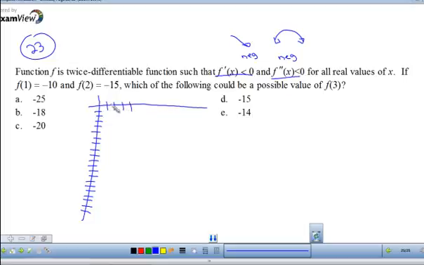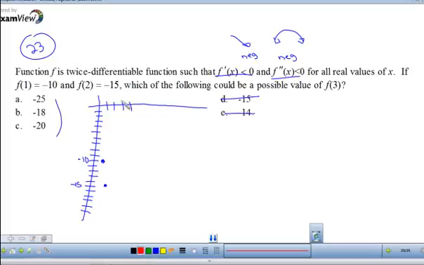Okay, so at x equals 1, my point is going to be (1, -10). At 2, it's going to be (2, -15). Okay, so since it's negative, it means it's going to be decreasing and it's going to be concave down. So it's not going to be anything above -15. So it can't be -15 and it can't be -14. It has to be decreasing, so it has to be smaller. So these are going to be possibilities.